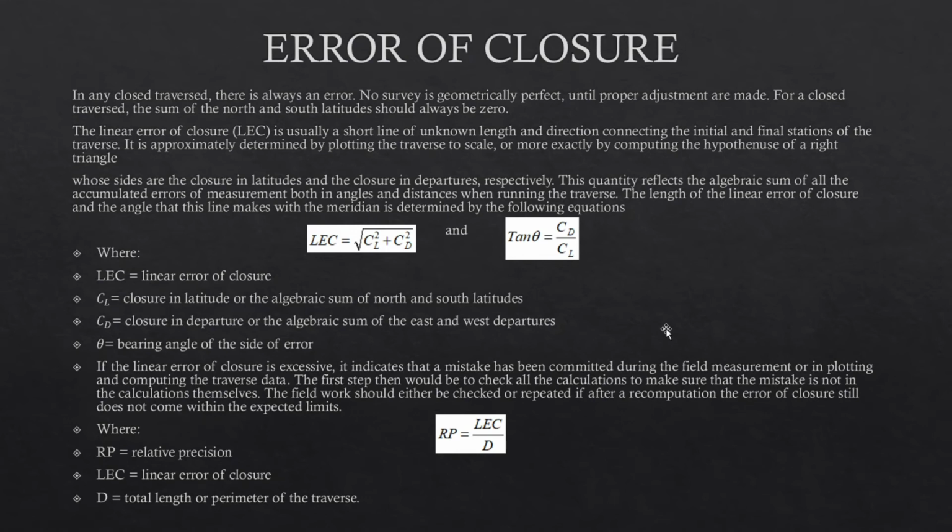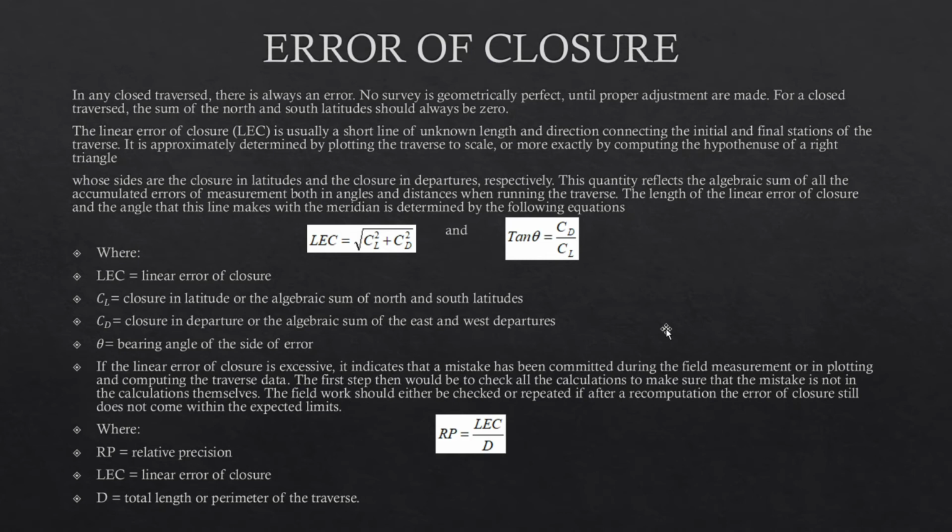So, error of closure. So, in closed traverse, there is always an error. Hindi natin yan maiwasan. No survey is geometrically perfect until proper adjustments are made. For a closed traverse, the sum of the north and south latitudes should always be 0. So, mamaya sa mga computations natin, para ma-check natin na tama na yung closure natin, kailangan yung north and south latitudes natin is maging 0. Ganon din sa west and east departure natin, dapat maging 0 siya.